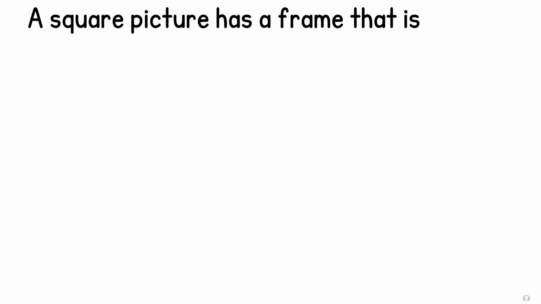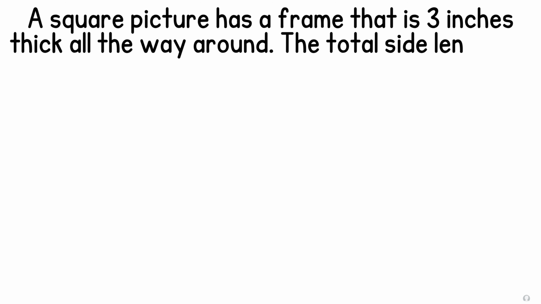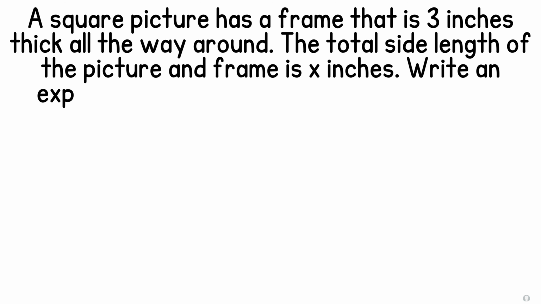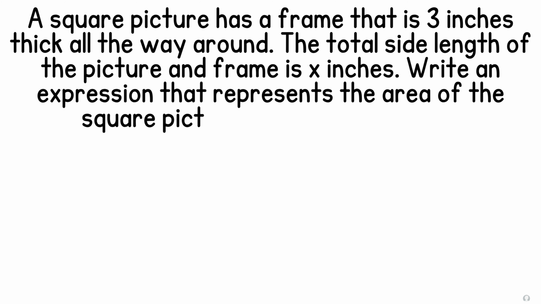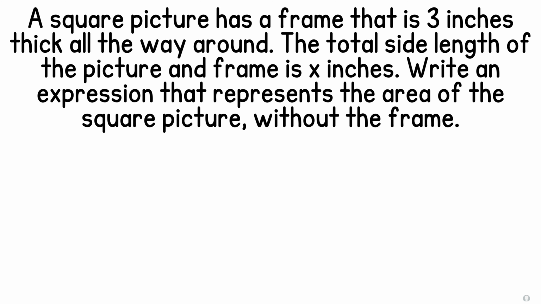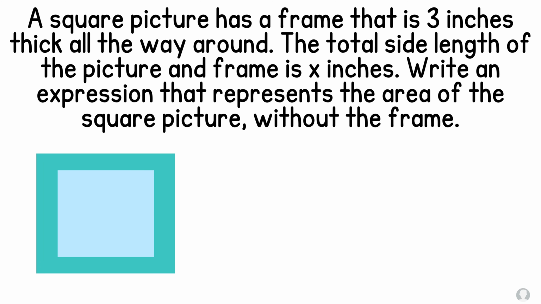In this example, a square picture has a frame that is 3 inches thick all the way around. The total side length of the picture and frame is x inches. We'll write an expression that represents the area of the square picture without the frame. So we'll draw a shape that represents a square picture that has a frame of 3 inches. We know that the frame is 3 inches thick all the way around.